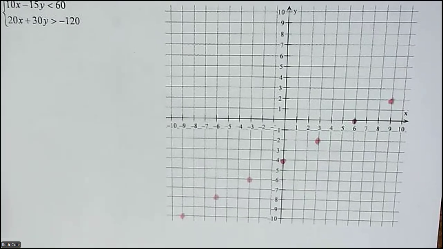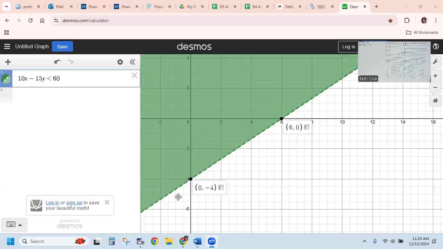So it was up 4 over 6, but if you reduce 4 and 6, it's 2 and 3, up 2 over 3. So I'll go back to the calculator. This is a lot of me going back and forth here. What kind of line? Dotted. And then where do we shade? Above. And again, don't shade too vigorously.